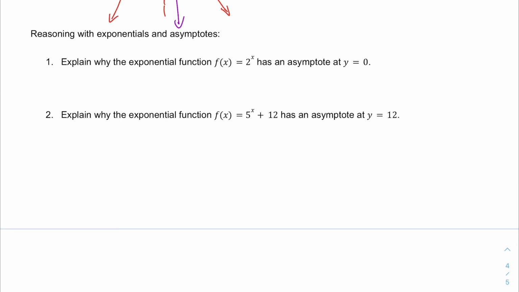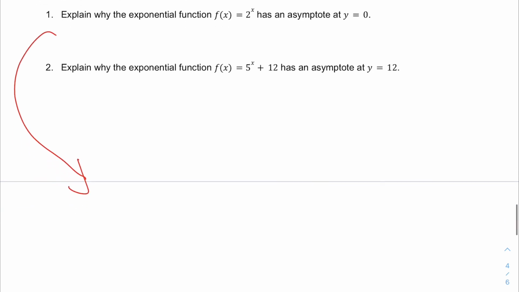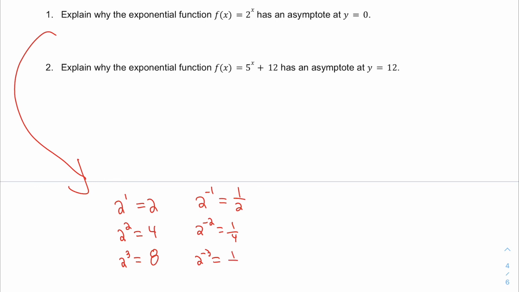Okay, with asymptotes, why does the exponential function 2 to the x have an asymptote at y equals 0? To answer this, if we put positive inputs into our function 2 to the x, we are going to tend towards infinity. The more positive we put in, the closer and closer to infinity we will get. However, if we put in negative inputs, 2 to the -1 is equivalent to 1 over 2. 2 to the -2 is 1 over 4. 2 to the -3 is 1 over 8, and so on and so forth.